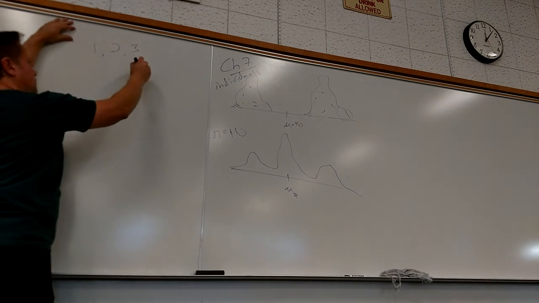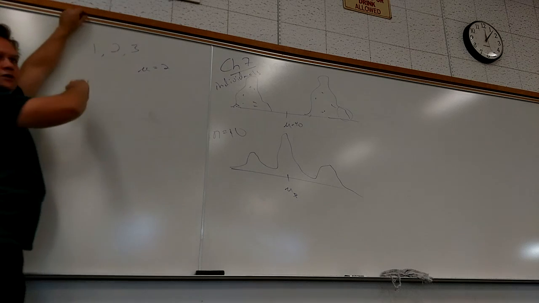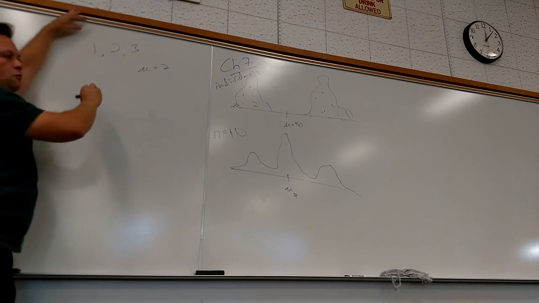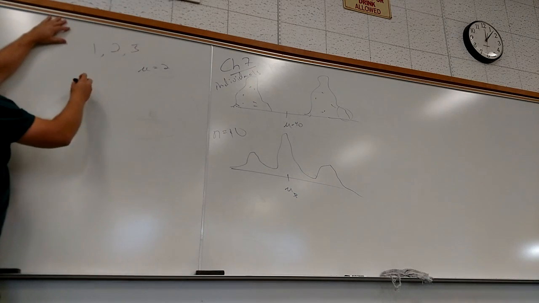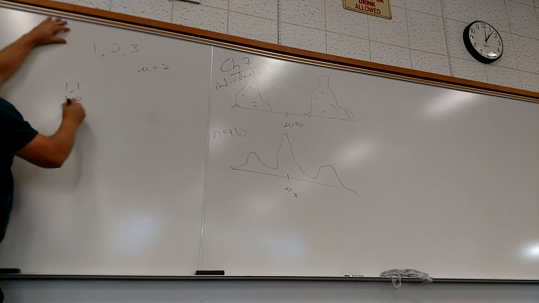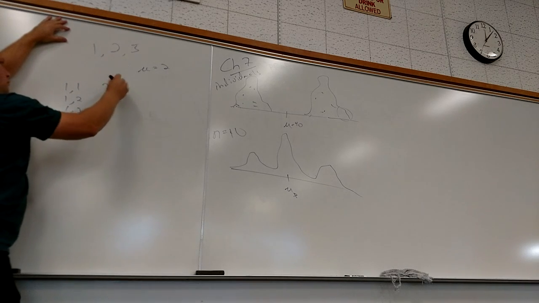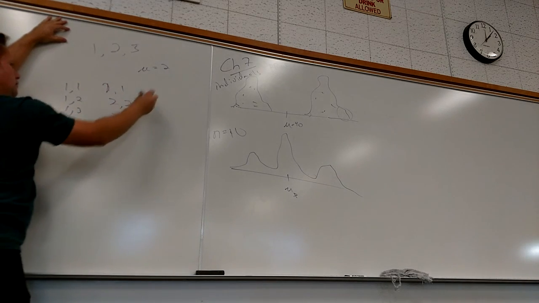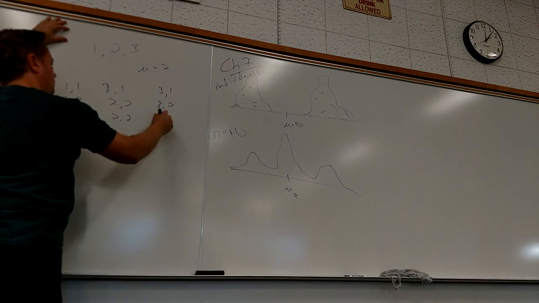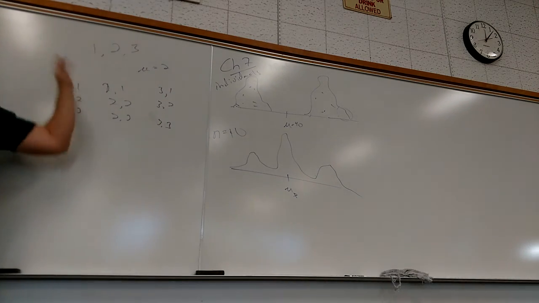The average is 2. This is my little population, right? Now, if I take 2 at a time, what can I get? I get 1,1; 1,2; 1,3; 2,1; 2,2; 2,3; 3,1; 3,2; 3,3. That's all the possible samples with replacement.